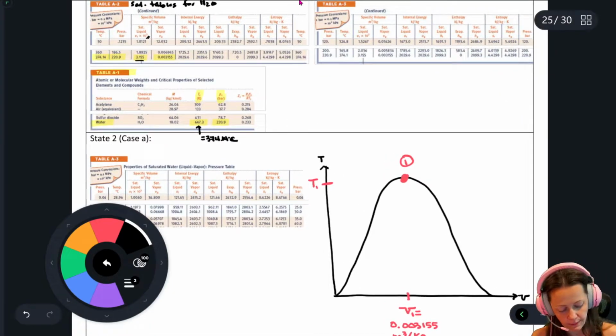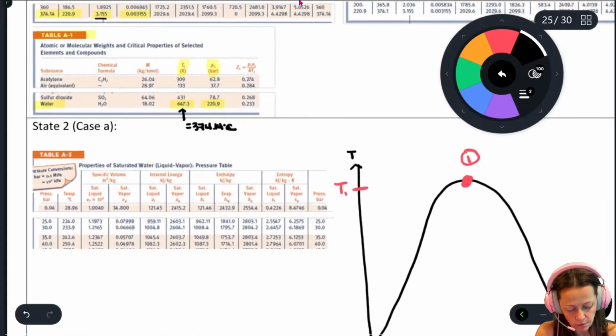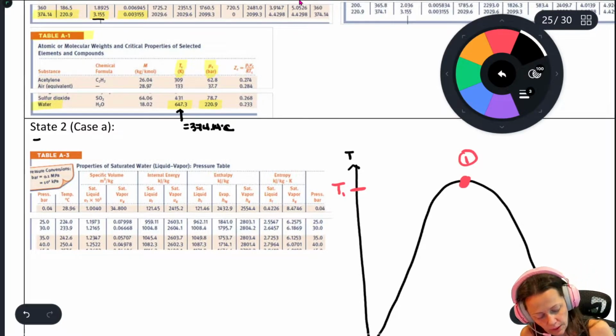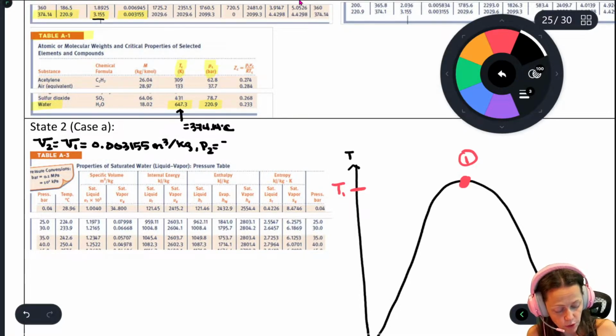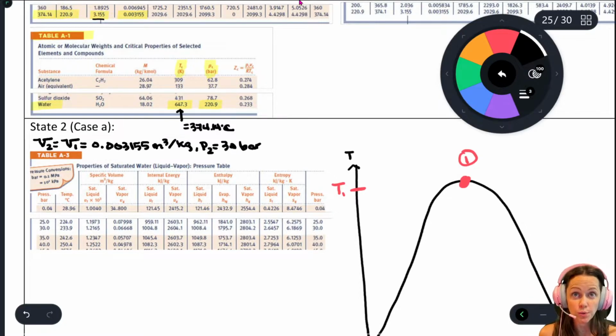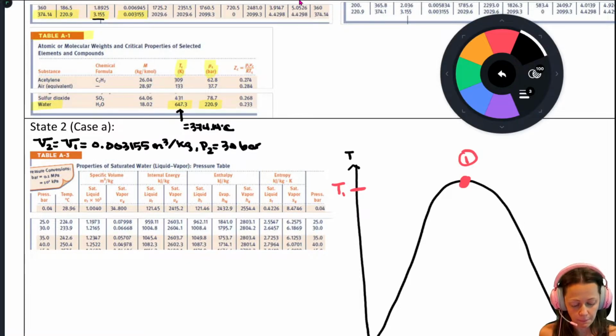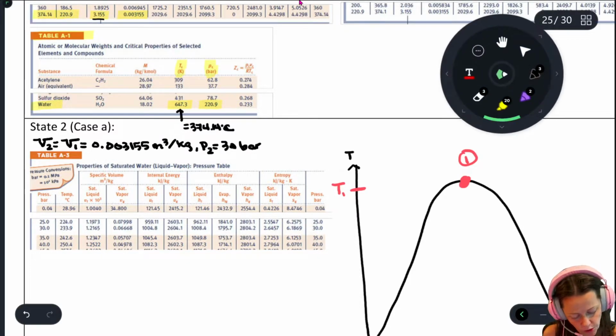So let's look at that. For state two, I know that V2 is the same as V1, which I just figured out is 0.003155 meters cubed per kilogram. And I also know what the pressure is: P2 is equal to 30 bar. So I'm going to look in my saturated tables to figure out what phase I'm in.